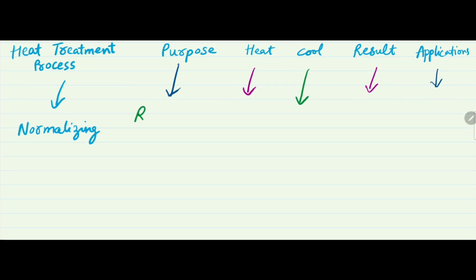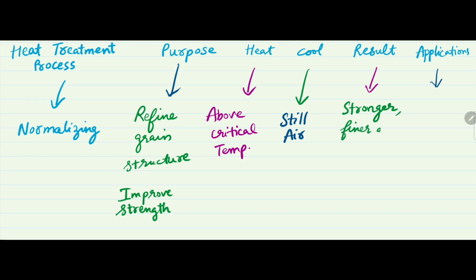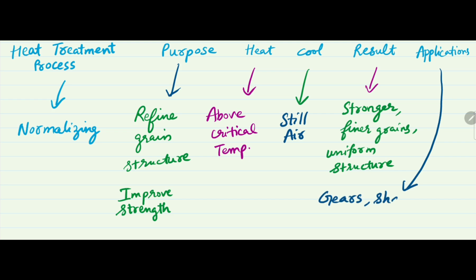Now, the second heat treatment process is normalizing, and the metal is heated above its critical temperature. It's simply cooled in still air. As a result, the metal develops a finer grain structure, becomes stronger, and has more uniform mechanical properties than annealed steel. It's commonly used for gears, shafts, etc.